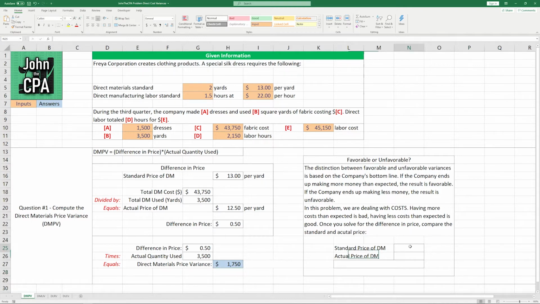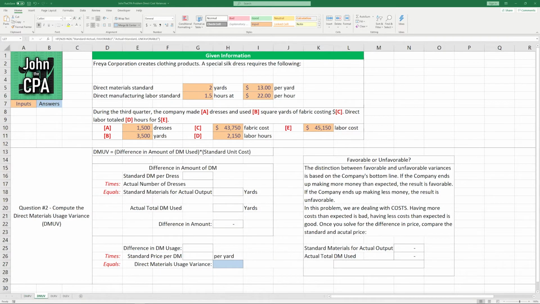And we're going to go over here and plug it in with this little commentary we have typed up over here. We have our standard price. We have our actual price. And because the standard price is greater than the actual price, and this is a cost, we budgeted for more than we actually paid, this is a favorable variance. So the answer to this question, what is the direct materials price variance? It's going to be $1,750, favorable.